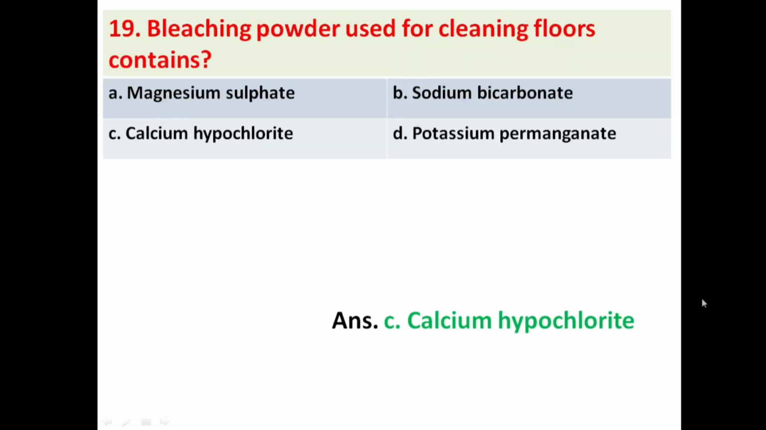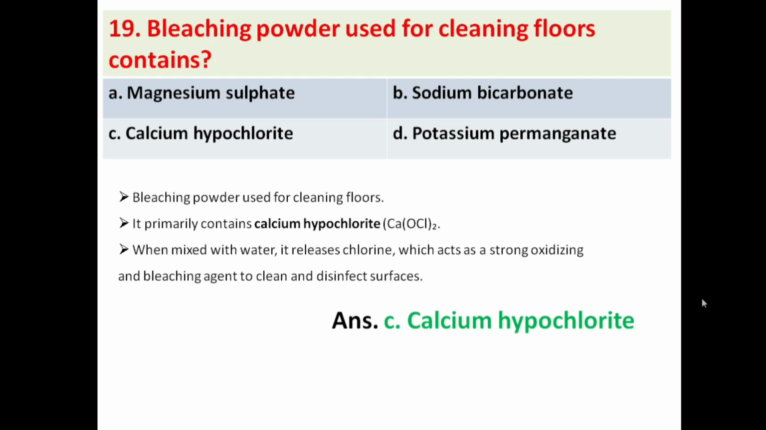Next question, bleaching powder used for cleaning floors contains option A, magnesium sulfate, B, sodium bicarbonate, C, calcium hypochlorite, D, potassium permanganate. Answer is calcium hypochlorite. The bleaching powder primarily contains calcium hypochlorite, that is CaOCl2. When the bleaching powder is mixed with water, it releases chlorine, which acts as a strong oxidizing and bleaching agent to clean and disinfect surfaces. Here the option C, calcium hypochlorite, is the correct answer.